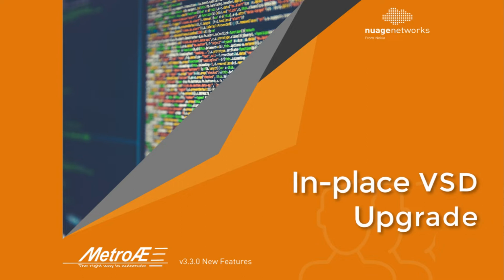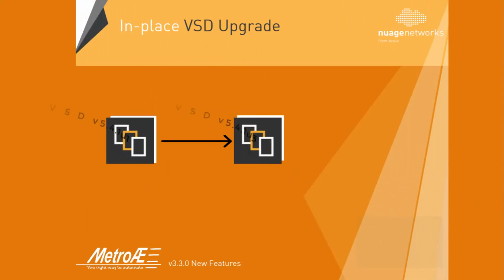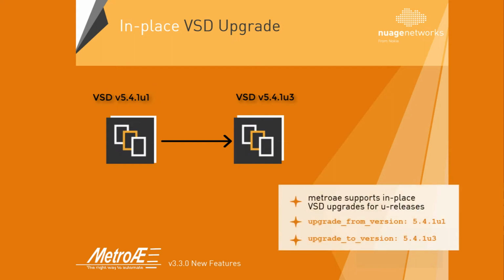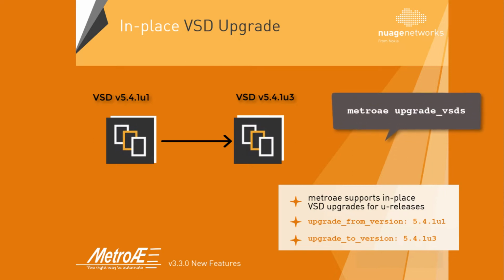MetroAE now supports in-place upgrade of VSD-U releases. As an example, VSD 541U1 can be upgraded to VSD 541U3 without redeploying the new VSD. The user just needs to set the upgrade from version to 541U1 and upgrade to version to 541U3 in the upgrade deployment file and run MetroAE upgrade VSDs. That will upgrade the VSDs in place.